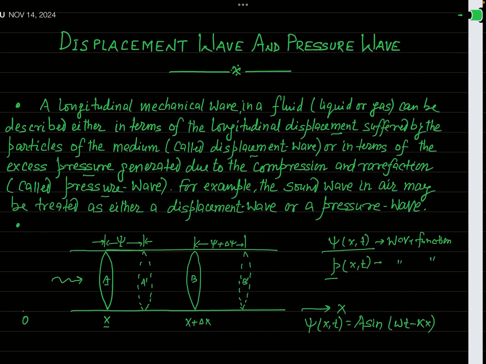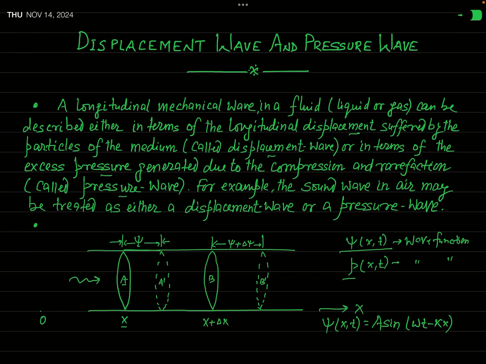Okay. Now consider a cylindrical column of the medium lying between x equal to x and x equal to x plus delta x. That is, we consider that AB is a cylindrical column of the medium in undisturbed condition. So in undisturbed condition, the length of this column is delta x. What does undisturbed state mean? When the wave has not passed through it, the length of this column is delta x, and it lies between x and x plus delta x.